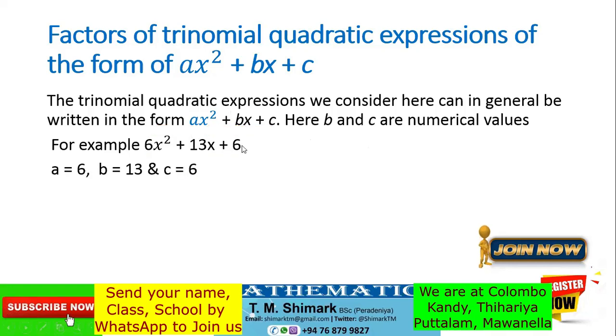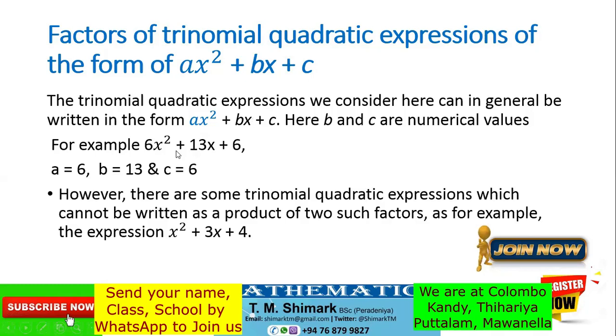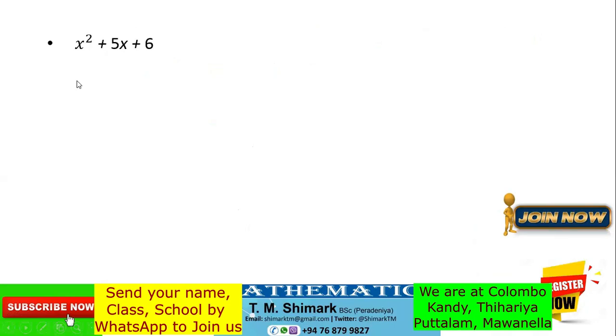So this is the general quadratic equation, we call it a trinomial equation. Three expressions are there, that's the reason we call it trinomial, right? So these are the ones we will be finding the factors of. Sometimes some trinomial equations will not have factors like this. Example is this one, right? So every trinomial will not have factors also. Now we'll take this one to find out how to find the factors.